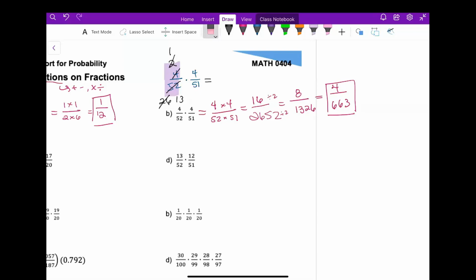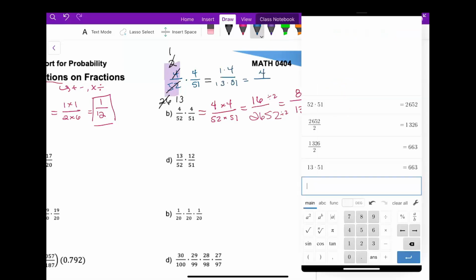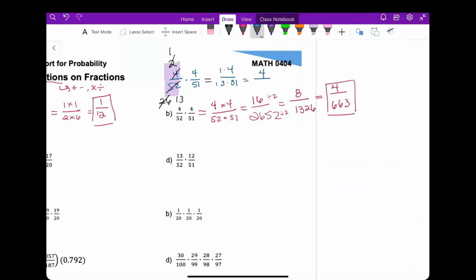I can, however, look at the 1 and the 51 across from each other and the 13 and the 4. So now I've noticed that nothing else can be simplified, and I'm ready to multiply. I'm going to multiply 1 times 4 and 13 times 51. And this is 663.